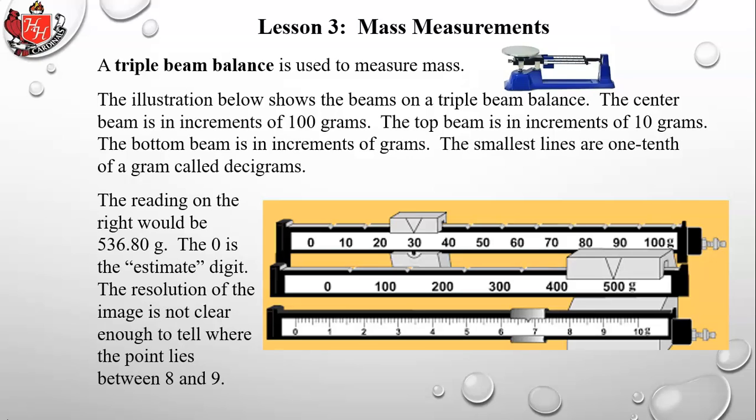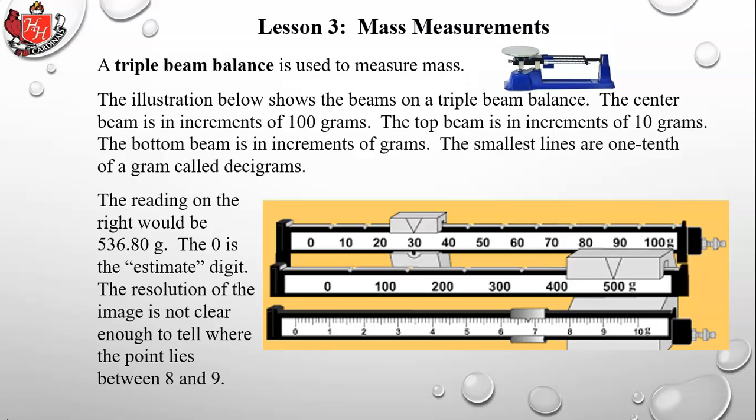And just like with the meter stick, we get a guess digit in between the two smallest lines, but we can't see that it's anywhere other than right on the 8, so we're just going to call it 536.80. Now, if this were balancing something at exactly that mass, the bar on the little image of the triple beam balance up at the top would be right in the middle. It would be right level, and there are some small lines that you can see.